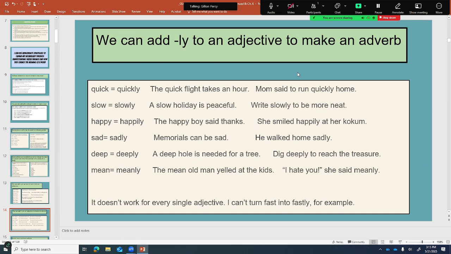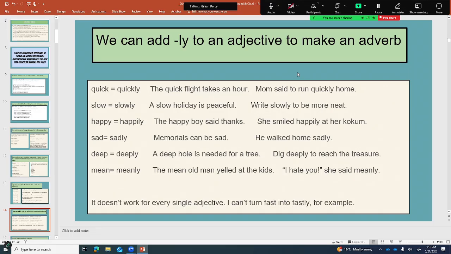Again, I'm going to show you how it sounds differently because these are words that are really easily mixed up by people. Sometimes people will try and use the adjective quick as an adverb, like I ran quick. Nope, I ran quickly. The quick flight takes an hour. Mom said to run quickly home. So one is describing the flight, one is describing the action.